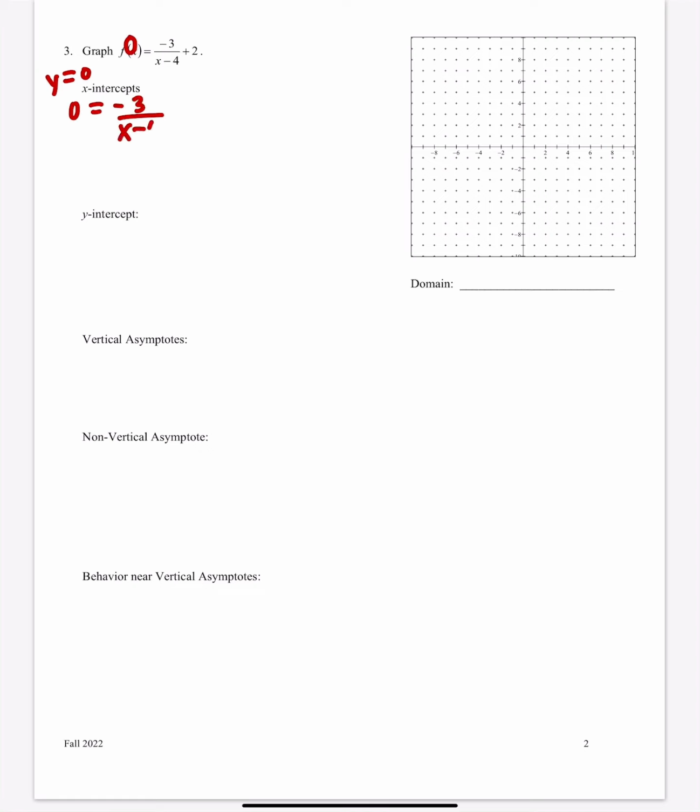So I want to move the 2 to the left-hand side. We always want to move the constant over first. So we need to subtract 2 from both sides. Next, we cross multiply, aka we multiply both sides by x minus 4. So that becomes negative 2 times x minus 4 is equal to negative 3.